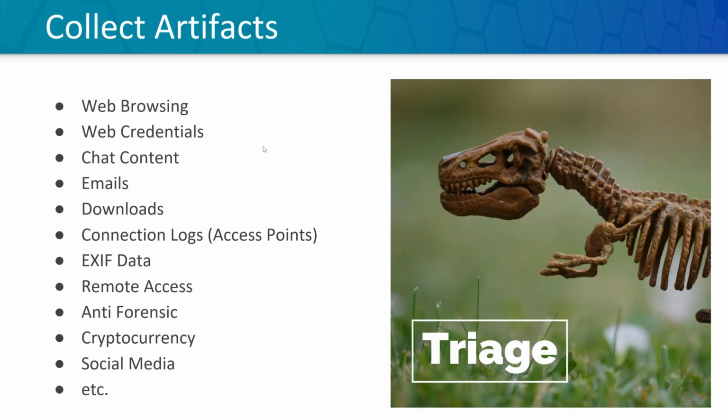So think of the artifacts that could be collected in minutes. And I am talking minutes. This stuff can all be parsed out: web browsing, web credentials, usernames, passwords, chat content, downloads, connection logs. You're dealing with somebody who's connecting from different places. I had a case of a homeless person who was pulling into business parking lots and using free Wi-Fi. We were able to locate him based on good old-fashioned police work, but when we got the computer, we had all the access points that we already knew about listed in the connection logs. Exif data, remote access, anti-forensics, cryptocurrency.